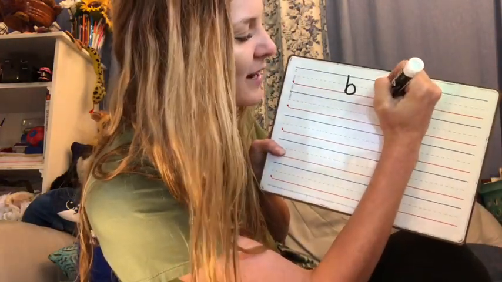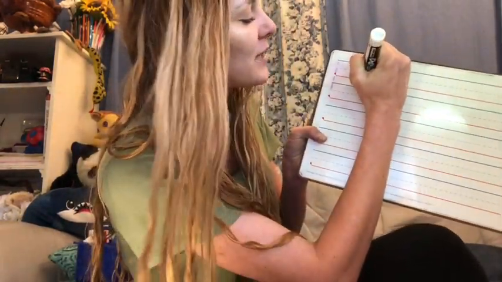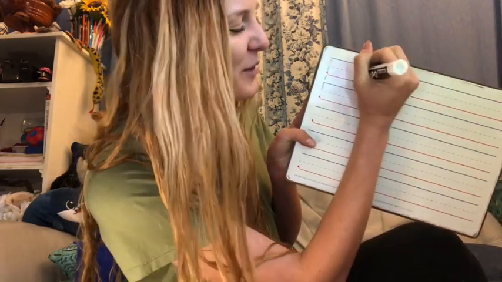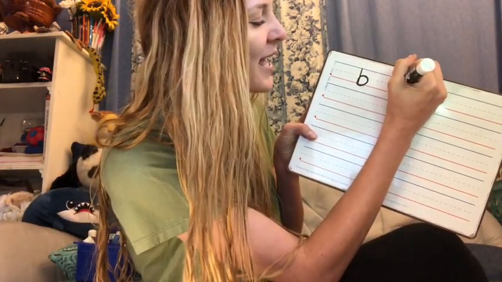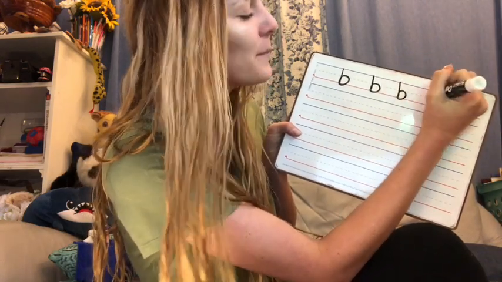Down and around. If it helps you, you could also say down and around like a C, because we go back around like this. But make sure you say the letter B afterward. Down and around, B. Down and around, B.